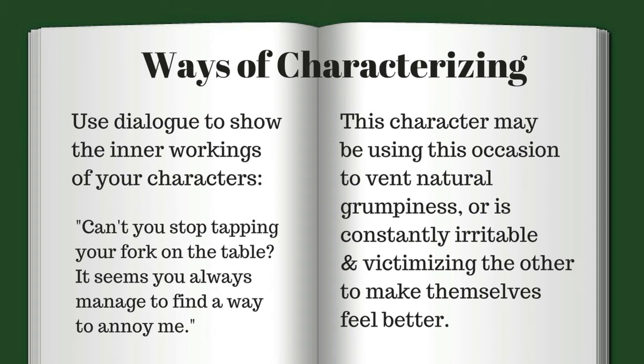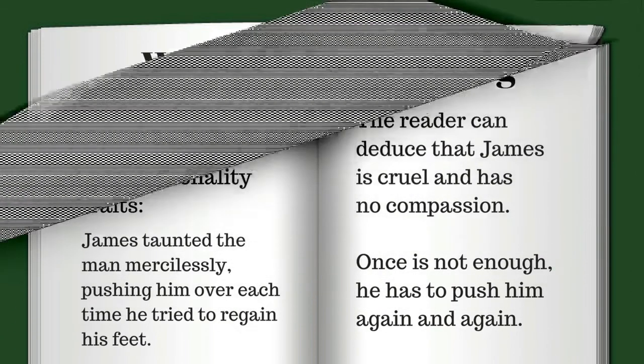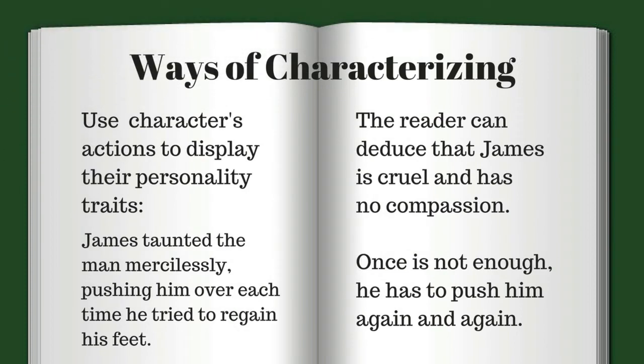We can use the character's dialogue to show the inner workings. "Can't you stop tapping your fork on the table? It seems you always manage to find a way to annoy me." It may be that this character is always grumpy and is just using this instance to express it. Or he may be talking to a child, one of his children. Or he may constantly victimize the other person in various ways. An author can use a character's actions to display a personality trait.